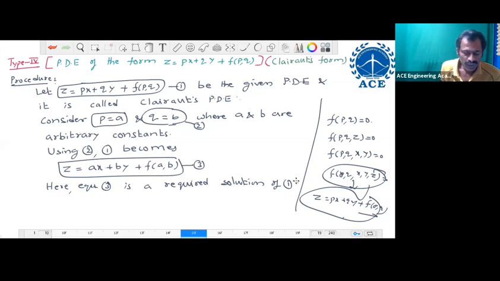Within one step, we can write the solution just by replacing p by a, q by b. That's it. Z equal to px plus qy plus f of p and q, like that here, z equal to ax plus by plus f of a and b. By replacing p with a, q with b directly, we write the solution within one step. So we have an IES question on this type only. We do that problem.